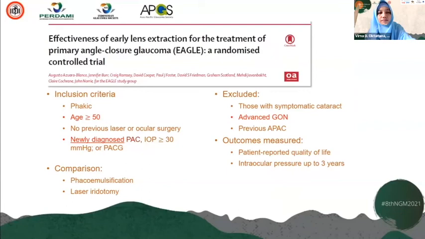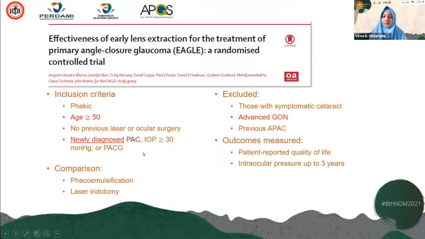Now, the EAGLE study is a multi-centered randomized controlled trial in which eyes were randomized into receiving either clear lens extraction or laser peripheral iridotomy. It is very important that we understand what types of cases are included in this study so that we do not over-extrapolate the outcomes of this study to situations that are inappropriate.